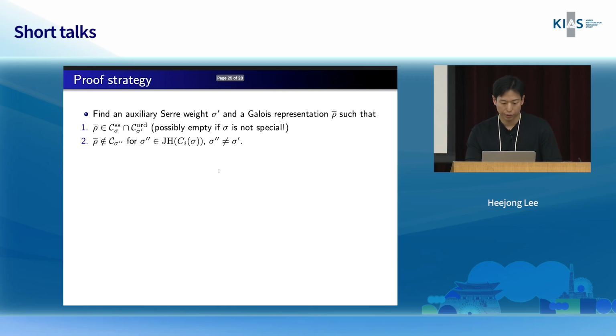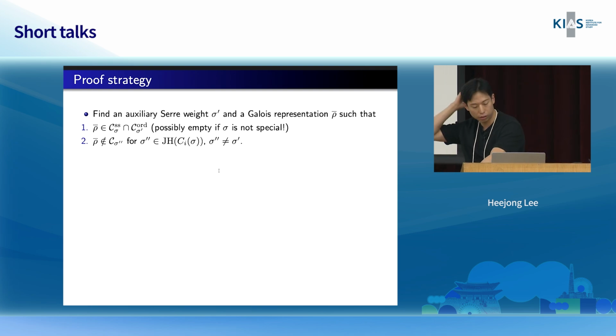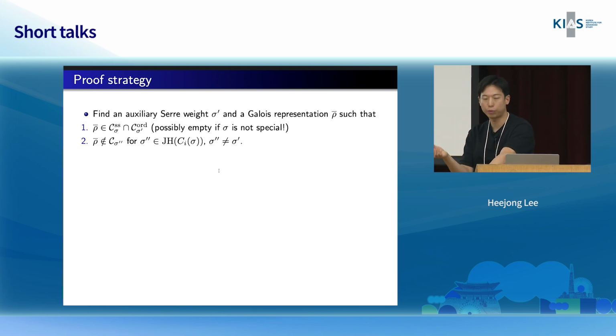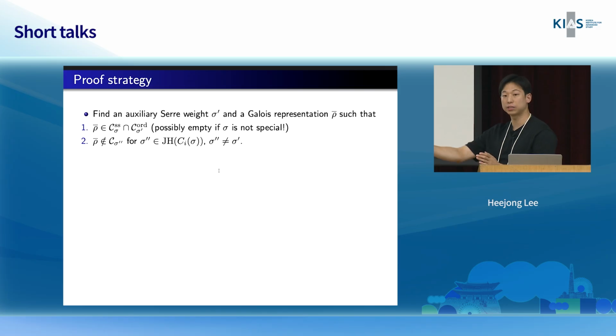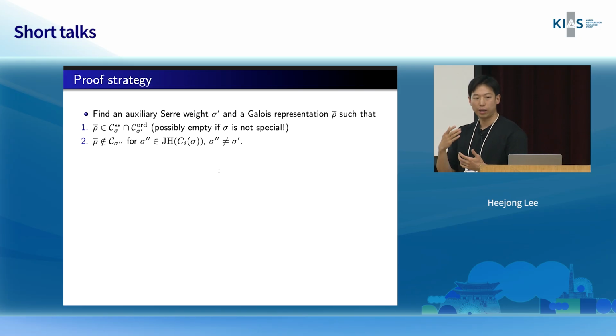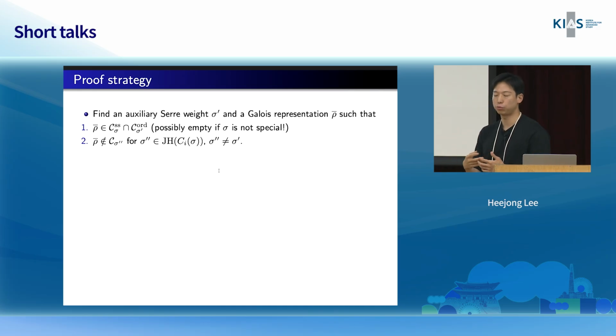Okay, so here's a proof strategy. For GLn, we would like to find some auxiliary Serre weight sigma prime and a Galois representation such that my Galois representation is supersingular with respect to sigma, but ordinary with respect to sigma prime. But we need something more. We need to exclude some other Serre weights that possibly appear in this Ci sigma. And once I have a Galois representation with this property, I can run the same argument.